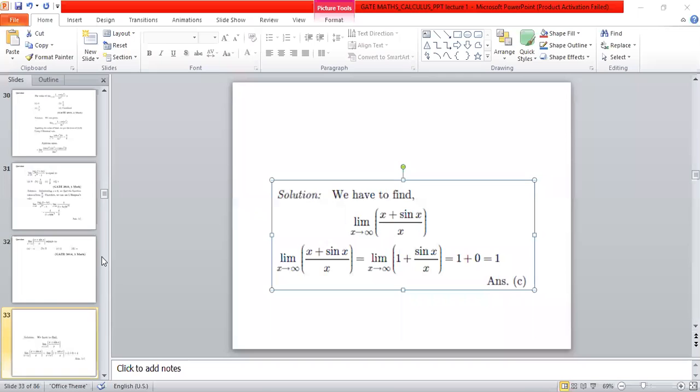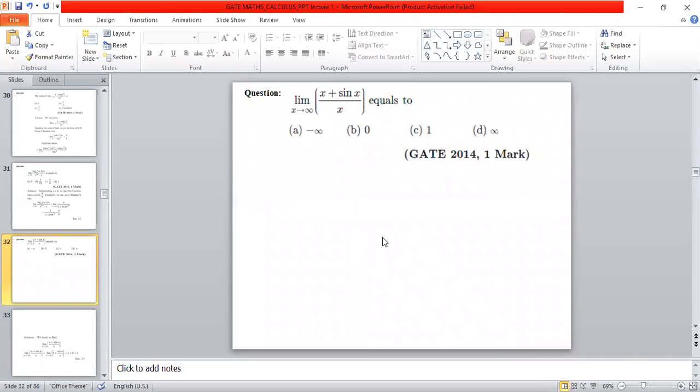Okay, till then, if you have any doubt, please ask me. Your next question is, yeah. Solve this. Find the limit as x tends to infinity of x plus sine x upon x, and tell me the answer, constant.